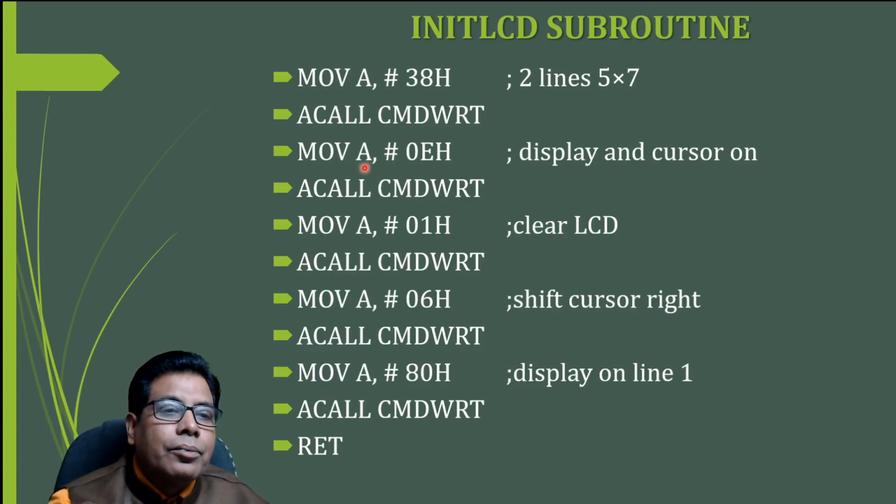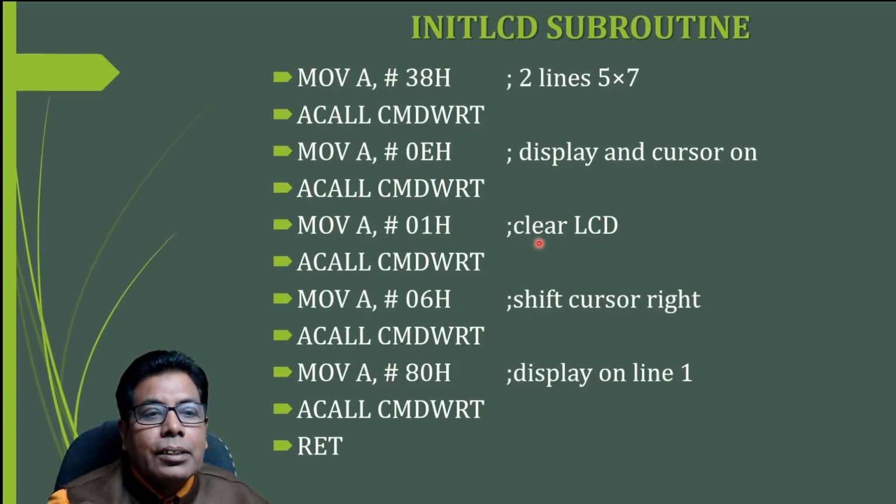Then we load A with 0E command code. So this is the command code for display on and cursor on. So it will make the LCD display on and the cursor will also be on when we call command write. Then after this we load the accumulator with 01, that is for clearing the LCD display.